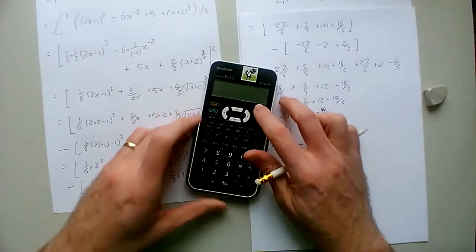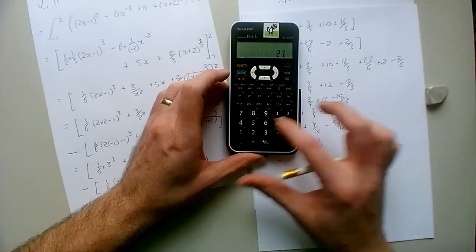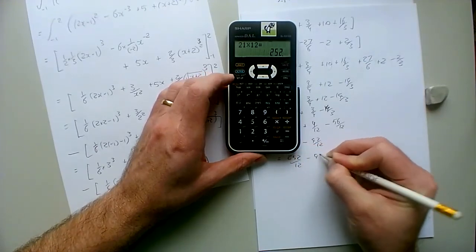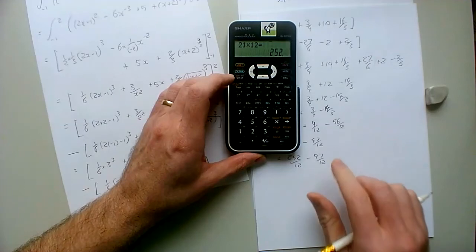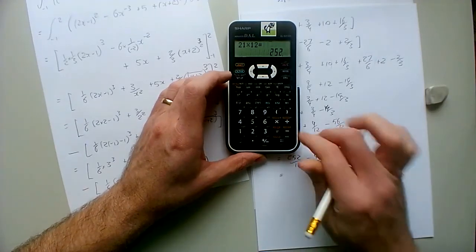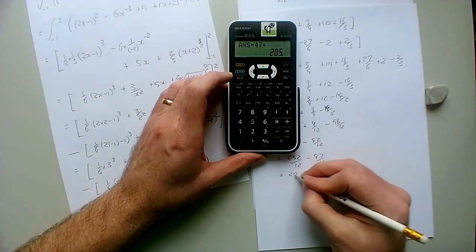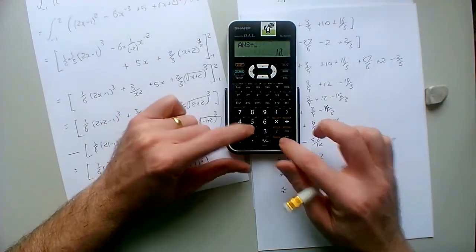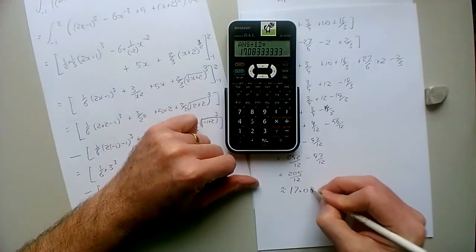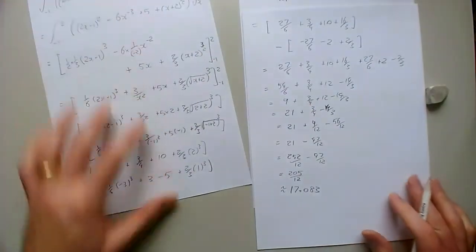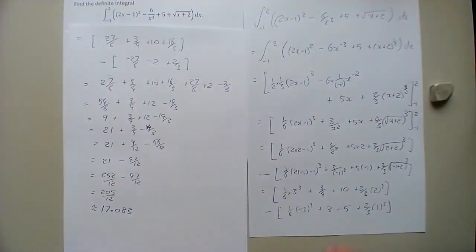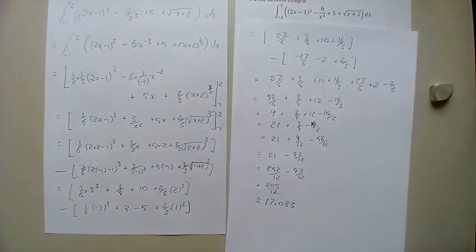Well, 21 is 252/12, minus 47/12. That's 205/12. All right, which would be approximately equal to 17.083. And that's what it is. Rightio. Cool. Oh, no, it really does go in this order. That's what it is.